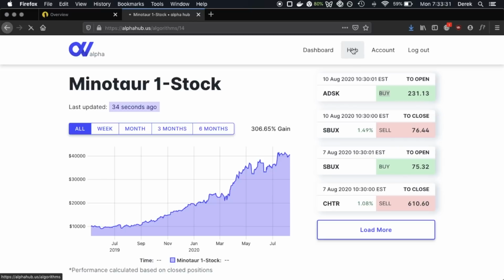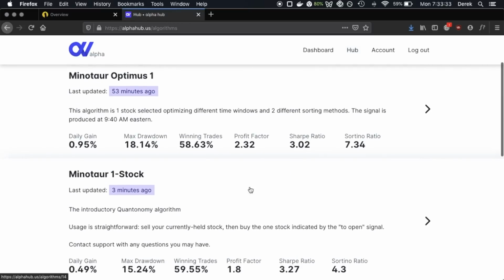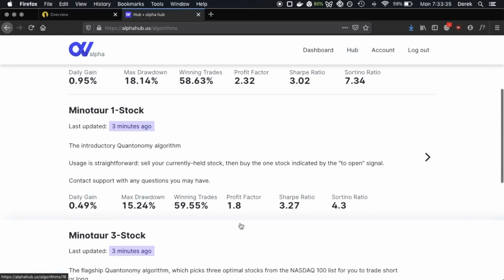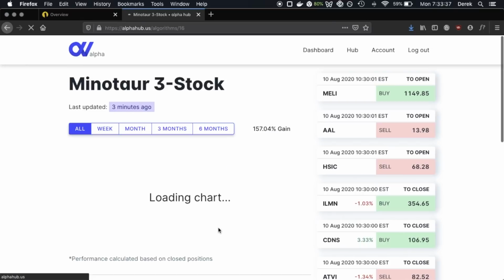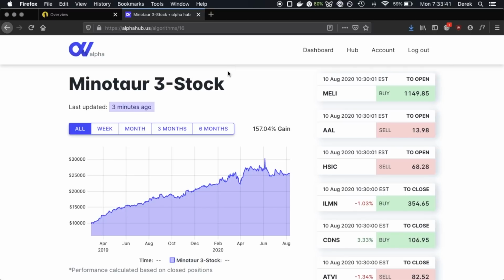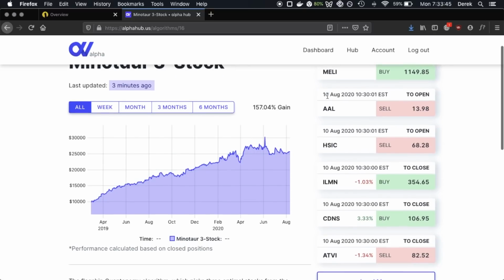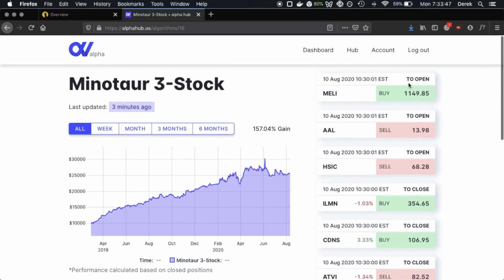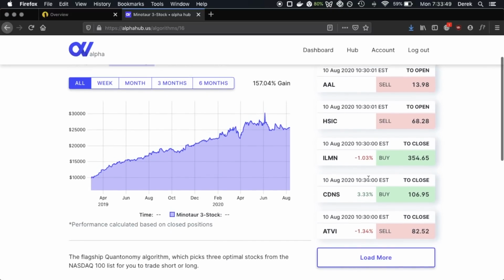Now, looking at a more complicated example, this was only dealing with longs. Sometimes the algorithms will also tell you to make shorts. So in Minotaur 3 over here, there's a more complicated example where there are 3 open positions every day and 3 closed from the previous day.